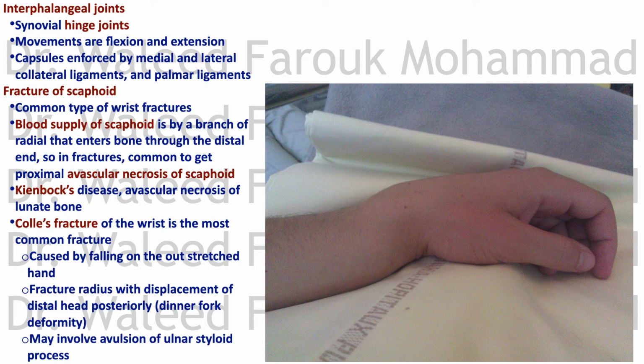The interphalangeal joints are synovial hinge joints, with simple flexion and extension. Capsules are reinforced by medial and lateral collateral ligaments and palmar ligaments.